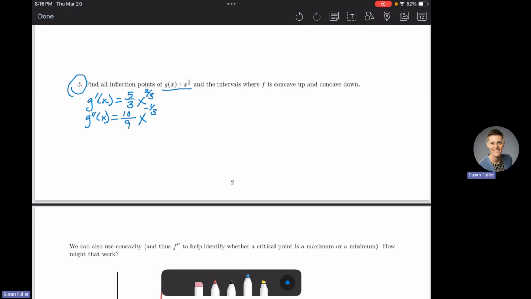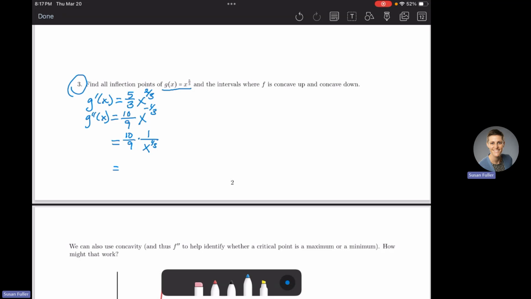Now we want to figure out where this is 0 and does not exist. And we're going to lean on our critical point training to figure this out. Because I have negative exponents in here, we're going to do the same thing that we did with our critical points, which is make it a fraction. So that negative exponent is going to bring the x to the 1/3 to the bottom. So I'm going to end up multiplying that 10/9 by 1 over x to the 1/3.